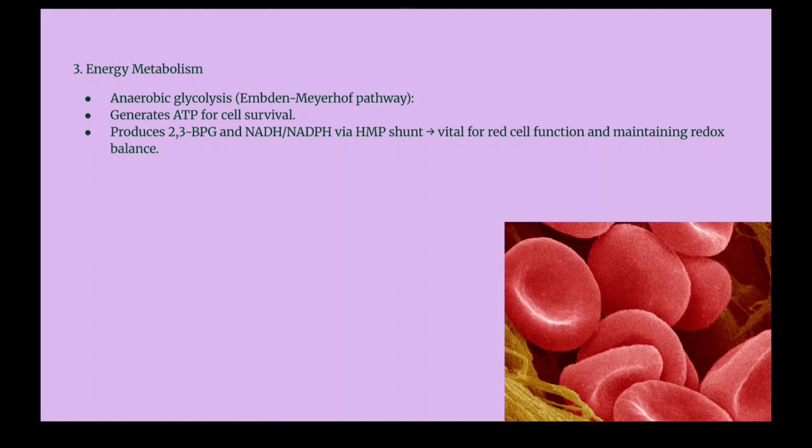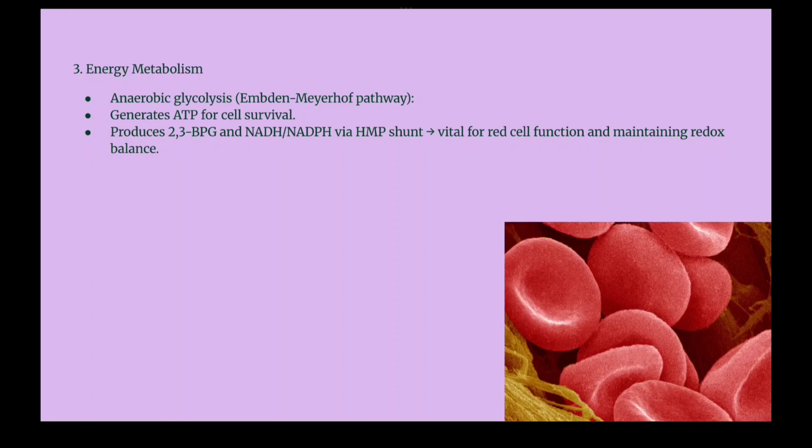So how is the energy provided to the red blood cells? It is by anaerobic glycolysis, which is the EMP pathway. Here ATP is generated for the red blood cell to survive. Since the red blood cell does not have mitochondria to use oxygen, the EMP pathway is followed, and the 2,3 BPG allows ATP generation along with NADH and NADPH, which is important for the red cell to function and maintain its redox balance, the reduction and oxidation process that happens while accepting and removing oxygen.